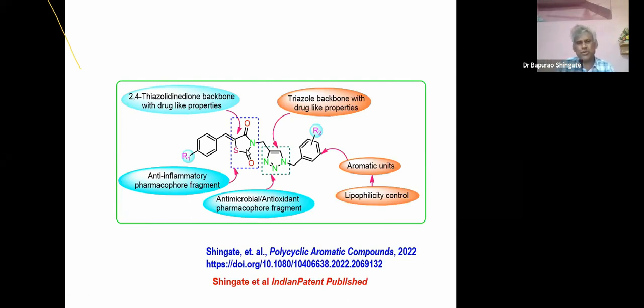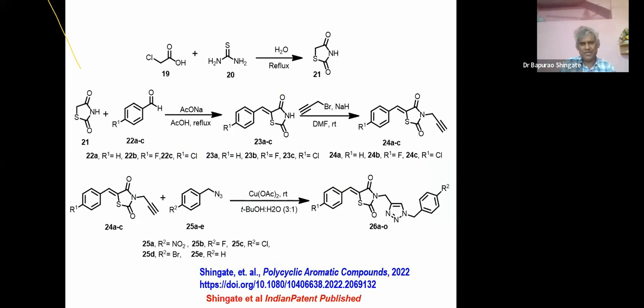And as we know, this thiazolidinone displays various kinds of anti-diabetic activity as well as anti-inflammatory activity. We have designed such type of molecules and synthesized them from commercially available three types of aldehydes, chlorobenzaldehyde, fluorobenzaldehyde, or simple benzaldehyde, which on reaction with this thiazolidinone under Knoevenagel condensation reaction by using sodium acetate resulted in the arylidene thiazolidinone.